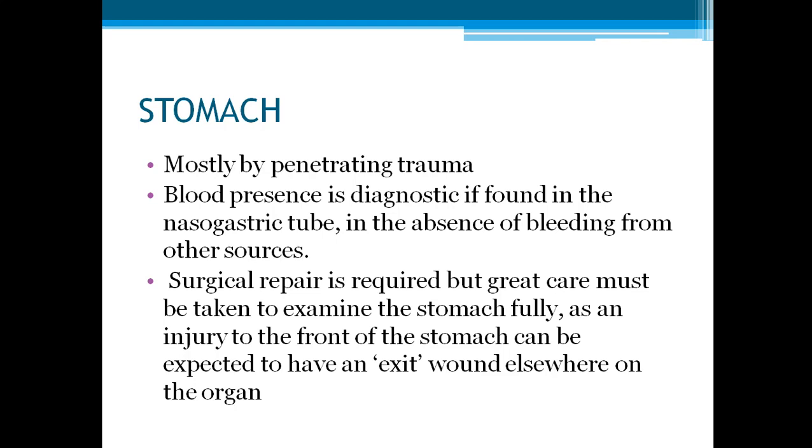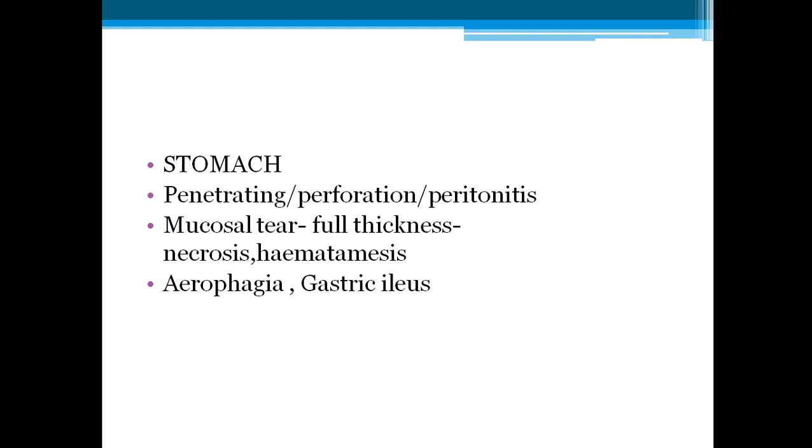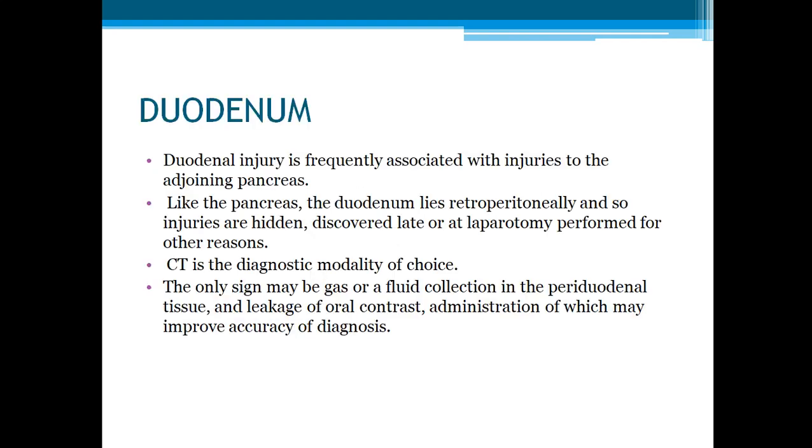Great care must be taken to examine the stomach fully, because an injury to the front of the stomach can be expected to have an exit wound elsewhere on the organ, maybe at the same anterior wall or maybe through and through, anterior to posterior. So penetrating injury of the stomach leads to perforation, peritonitis. The mucosal tear can be full thickness, leads to necrosis and hematemesis, aerophagia and a gastric ileus.